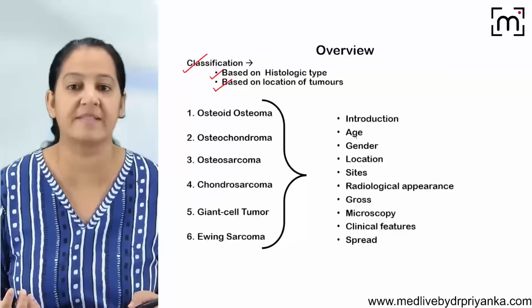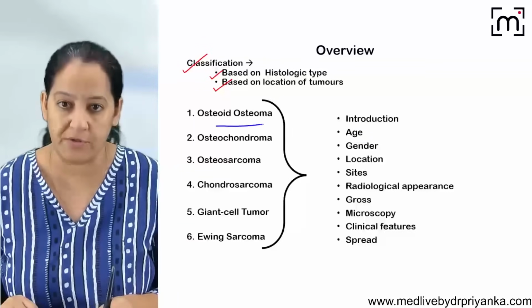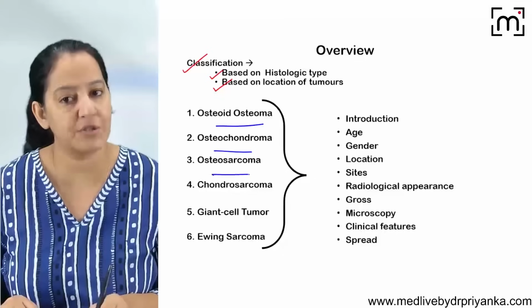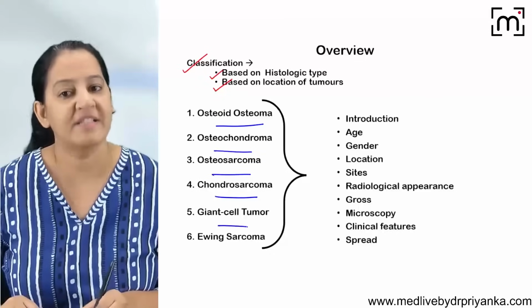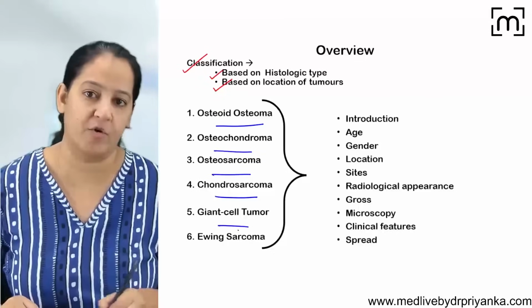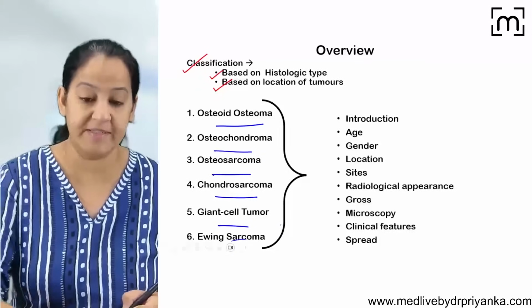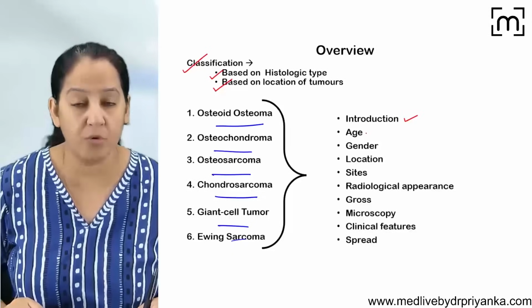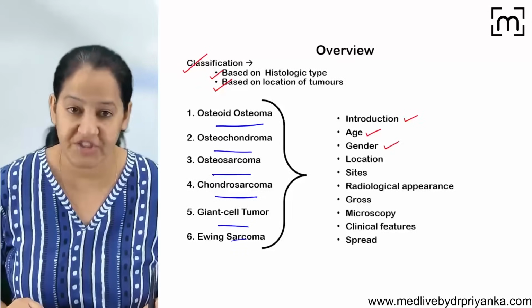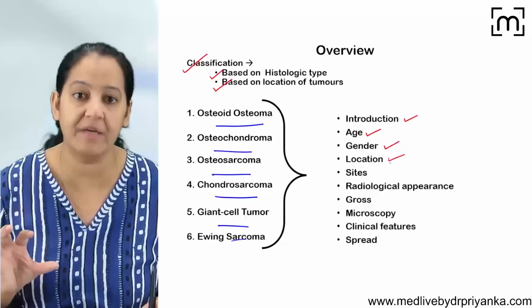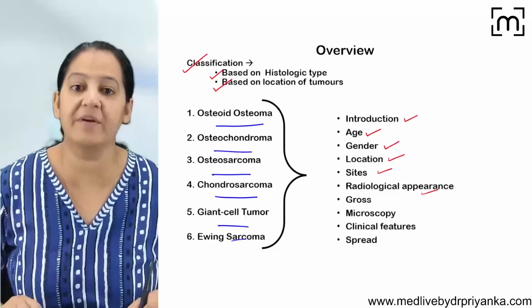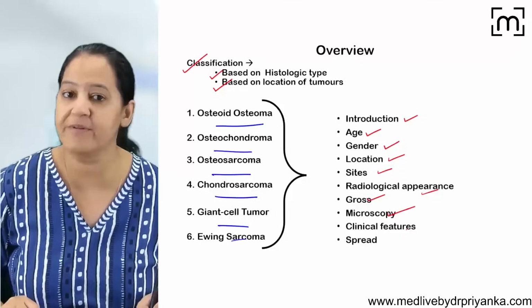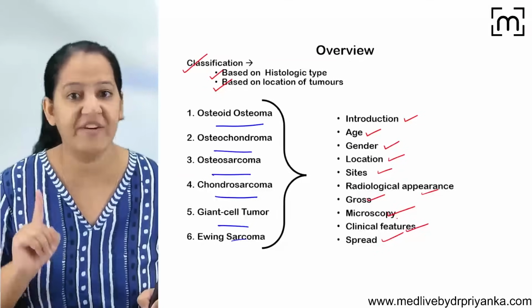As I told you, we will be discussing 6 tumors: osteoid osteoma, osteochondroma, osteosarcoma, chondrosarcoma, giant cell tumor, and Ewing sarcoma. All these 6 tumors we will be discussing under a fixed set of heading, that is introduction for each of them, then most common age of presentation, the gender predilection, location, sites, radiological appearance, gross, microscopic appearance, clinical features, and spread if it is malignant.